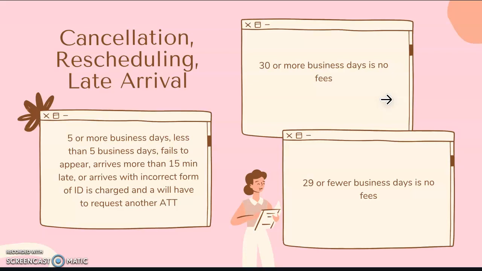The next one is 5 or less business days, as well as failing to appear, arriving more than 15 minutes late, or arriving with an incorrect form of ID. They are charged and will have to request another ATT letter. So you are charged $85 if any of those things happen. And like I said, you have to request to reissue another ATT letter, which can be found on that MBCOT account. Like I was saying, keep that login and use it many, many times.